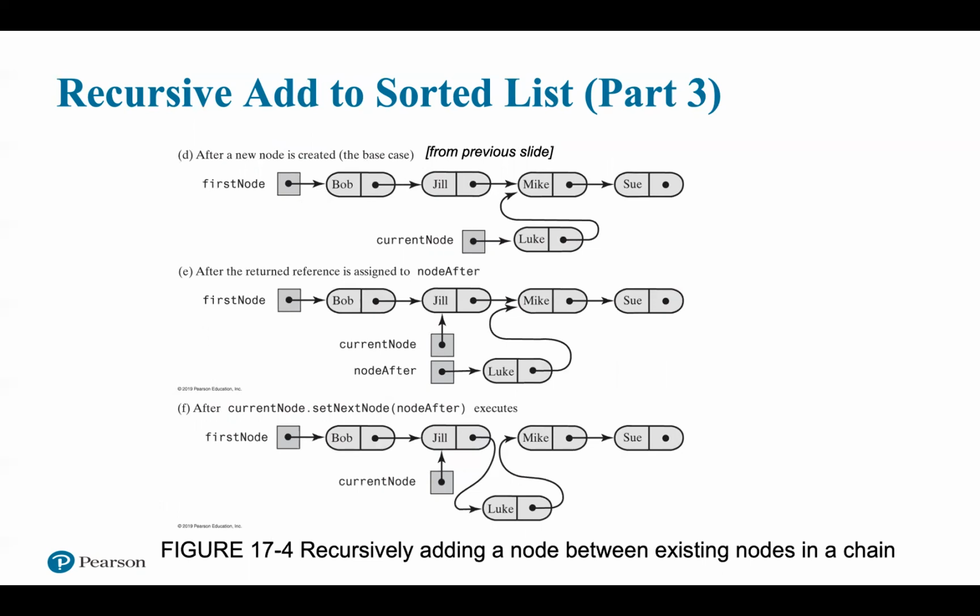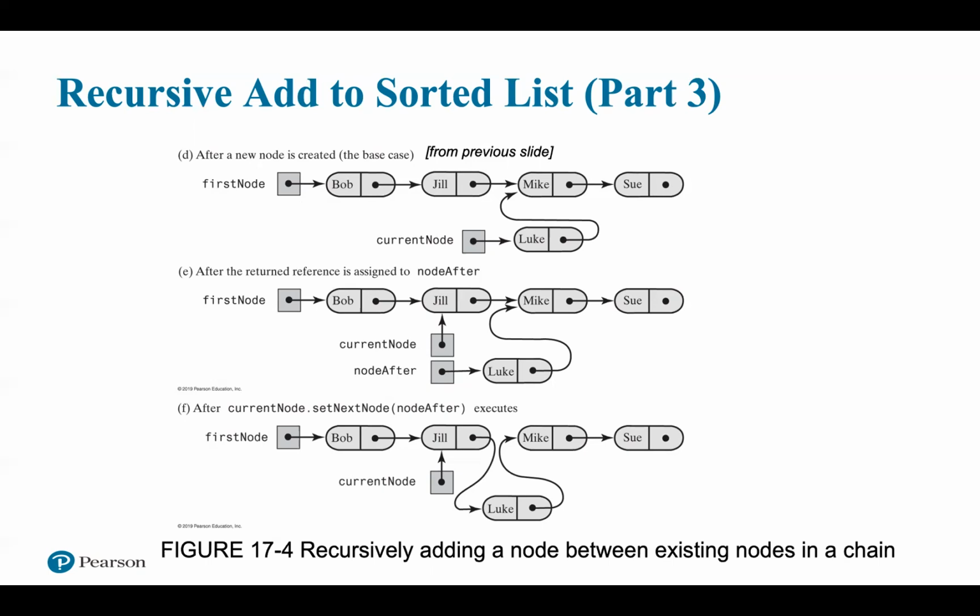In terms of tracing the returns from the recursive method, having just created a new node, the private method add returns a reference to it, as figure 17.4d indicates. The statement that invokes add now resumes execution: nodeAfter = add(Luke, currentNode.getNextNode()). This nodeAfter is assigned a reference to the new node containing Luke, as figure 17.4e illustrates.